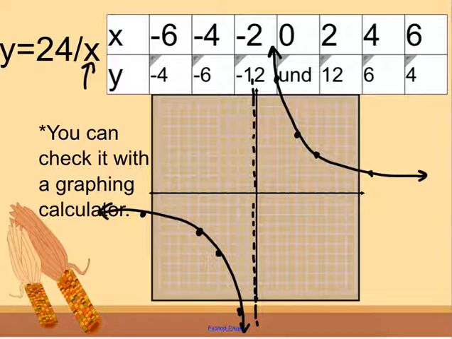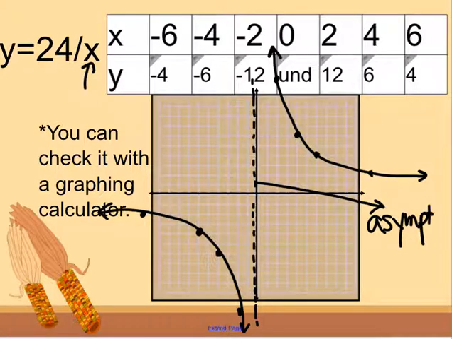What this line is called, it has a funny name, it's called an asymptote. A-S-Y-M-P-T-O-T-E, an asymptote. What this is telling me is that I'm going to get closer and closer to this line, but I'll never touch it.